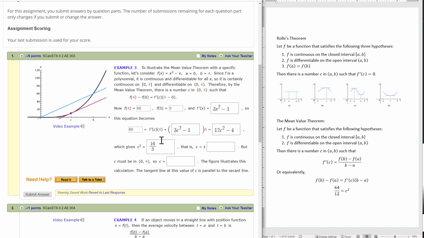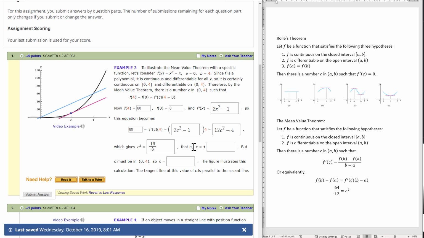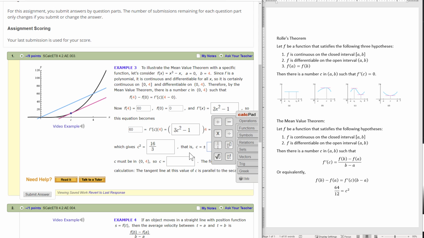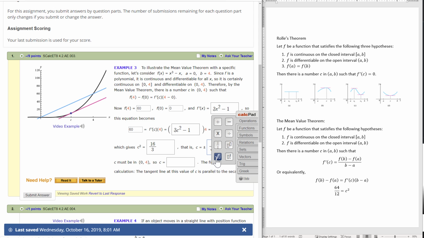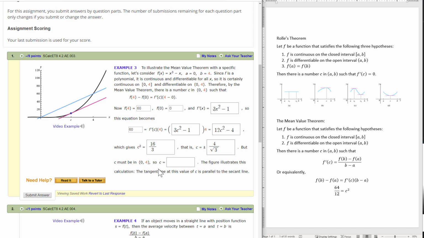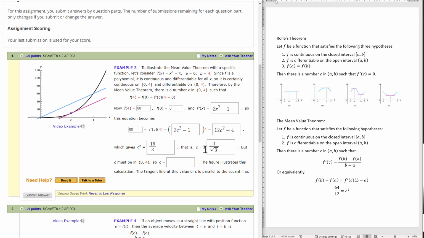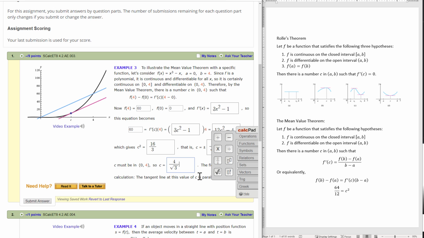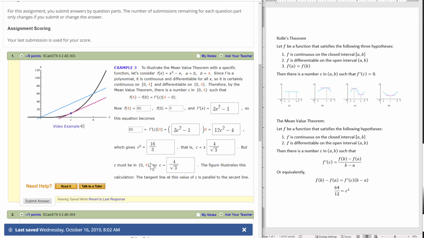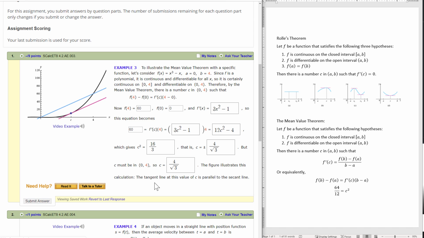So c is going to be plus or minus the square root of that, that's going to be 4 over square root of 3. But c must be between 0 and 4, so the negative part isn't going to happen for us, and so we're just going to take a look at the positive part. So the figure illustrates the calculation. Let's check our answer.